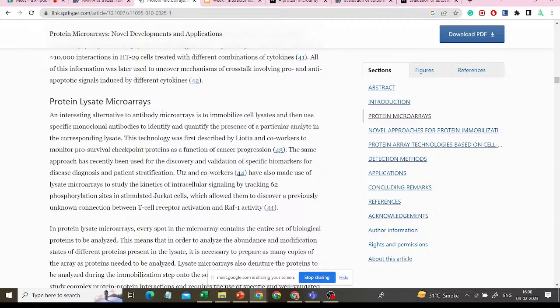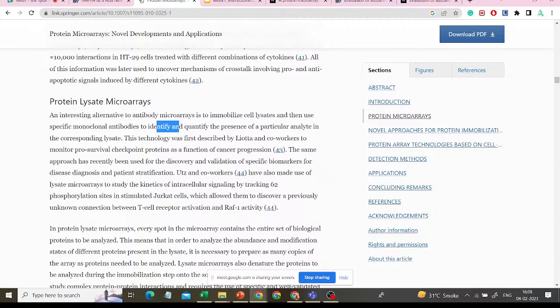So here the idea was to immobilize cell lysates, because cell lysates are not so difficult to handle, and it is not so tedious as generating antibodies. You can understand, right? For generating antibodies, a huge cost and labor will be associated. Then you use specific monoclonal antibodies to identify the presence of a particular protein.